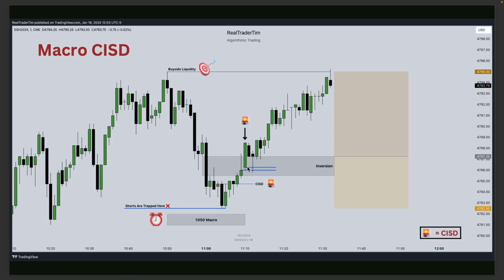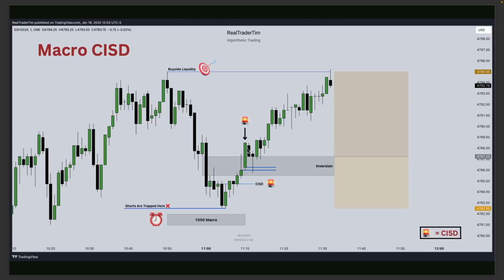Okay. On top of that, of course, we have a discount volume imbalance here, but the emphasis is on the closure of this body. The close above that SIBI, this becomes an inversion. That's your change in the state of delivery, because the initial state of delivery from this move down was sellside delivery. This SIBI was acting as resistance, pushing price down.